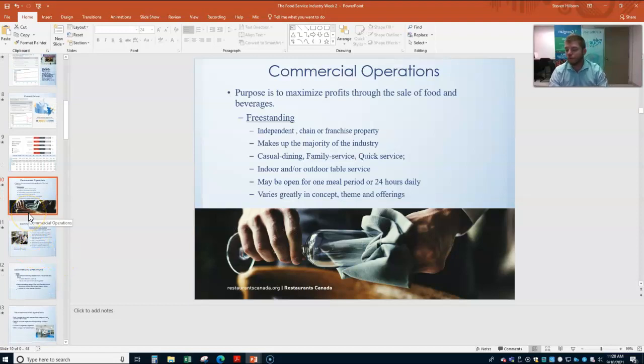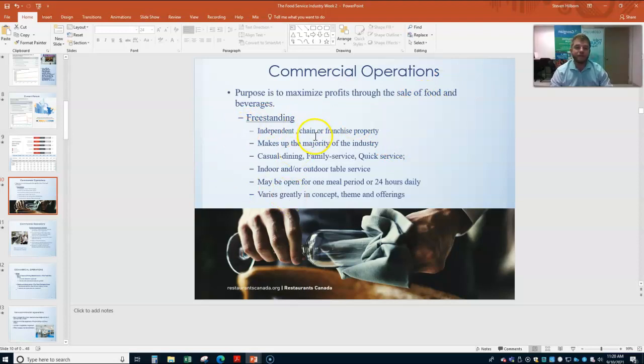So that brings us to what is a food and beverage operation. And we like to break this up into two different components, one of which is a commercial operation, and the other one is non-commercial. The difference between the two is that in a commercial operation, the main way that they achieve profit, revenue, income, whatever word you want to put to it, is through the sale of food and beverage. And it can look many different ways, right?